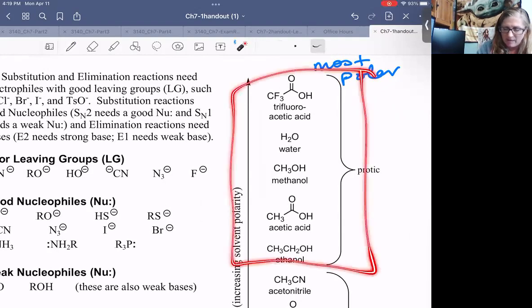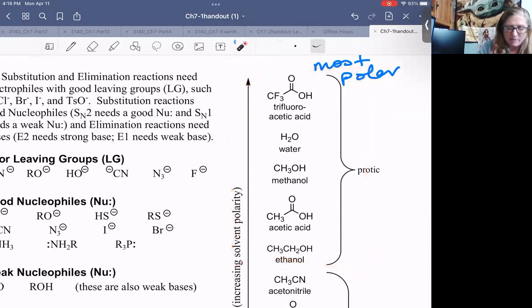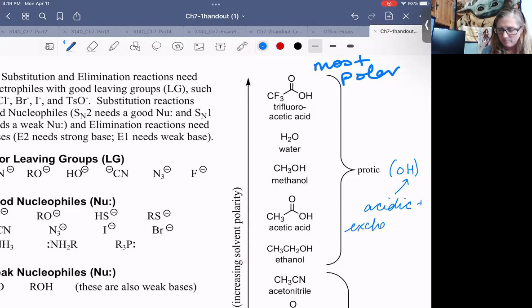These are all described as protic solvents. And what makes it a protic solvent is that it has an OH group. When you have an OH group, that proton is actually acidic and exchangeable. Those are a couple of interesting features of that proton. And it's also extremely polar, a very, very polar bond. It can hydrogen bond.